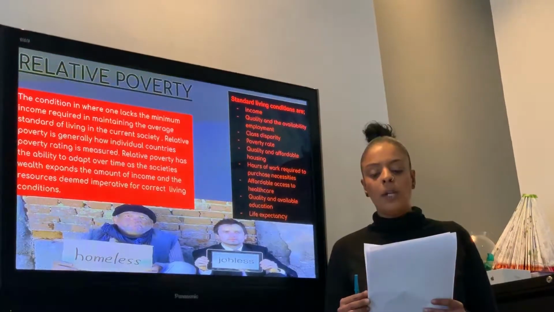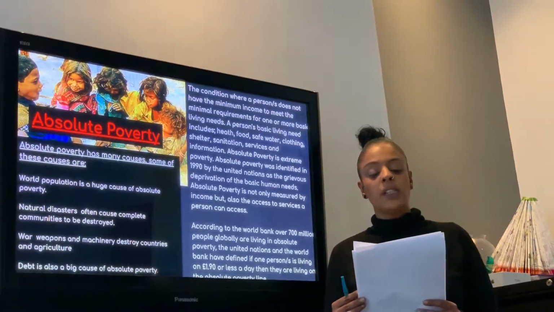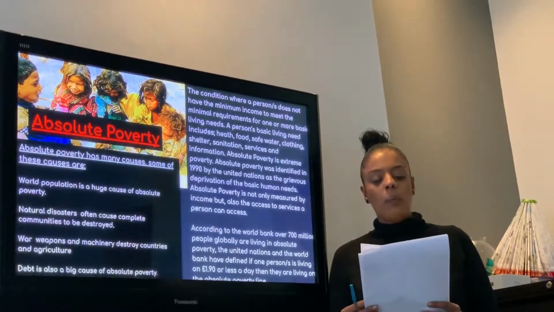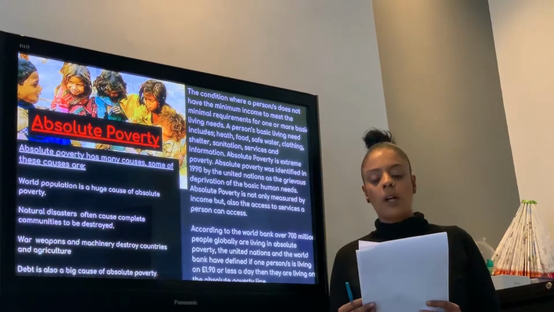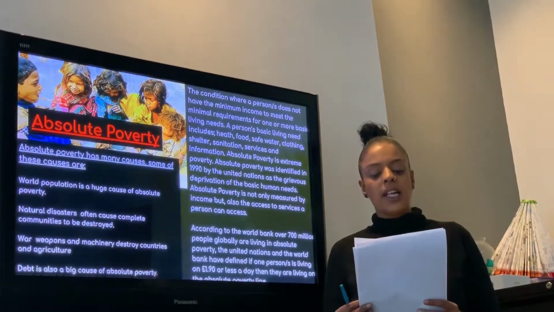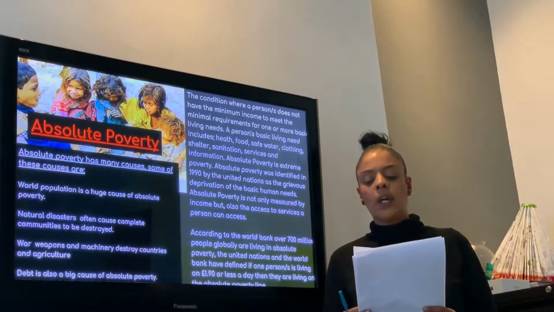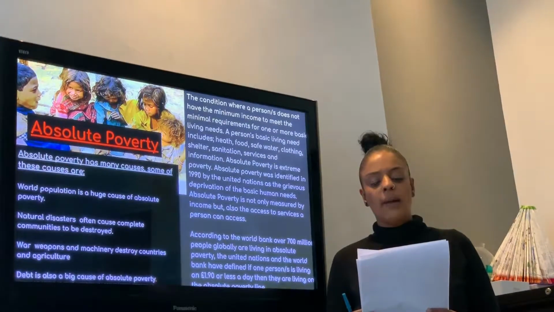Absolute poverty is not only measured by income, but also the access to services a person can access. According to the World Bank, over 700 million people globally are living in absolute poverty. The United Nations and the World Bank have defined if one person is living on £1.90 or less a day, they are living on the absolute poverty line.